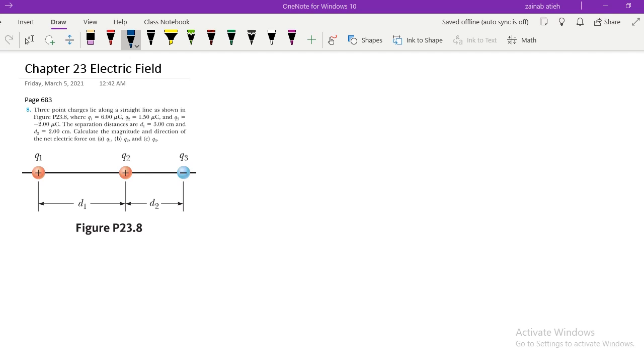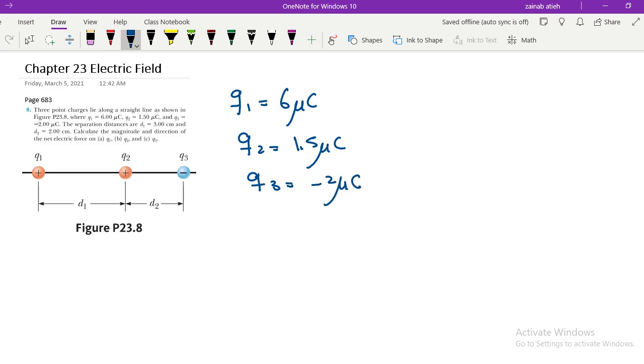I'm only going to solve one of them because the three parts are similar. I'm only going to solve part A. Let me first write the given. Q1 is equal to 6 microcoulomb. You all know how to change from microcoulomb to coulomb, you just multiply by 10 to the power minus 6. Q2 is equal to 1.5 microcoulomb, and Q3 is equal to minus 2 microcoulomb. To know if the charge is positive or negative, you just look at its sign. So it's obvious that Q1 and Q2 are positive, Q3 is negative.